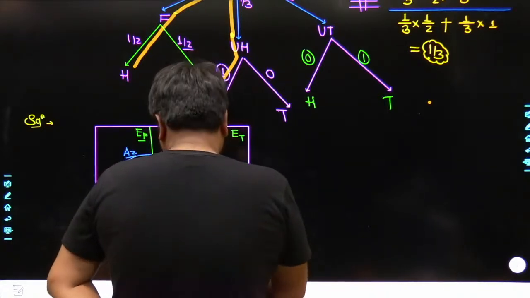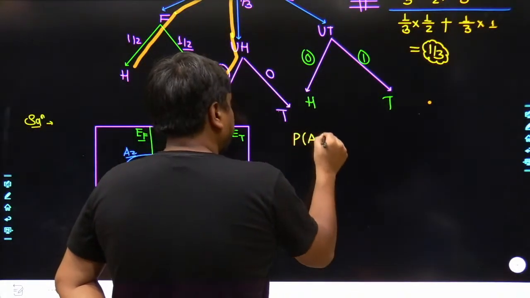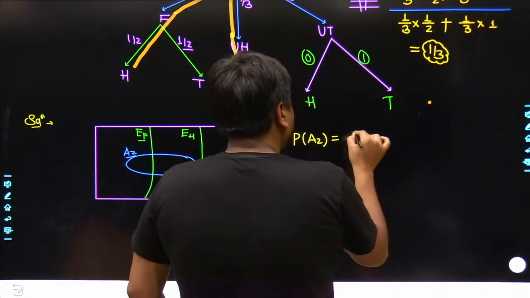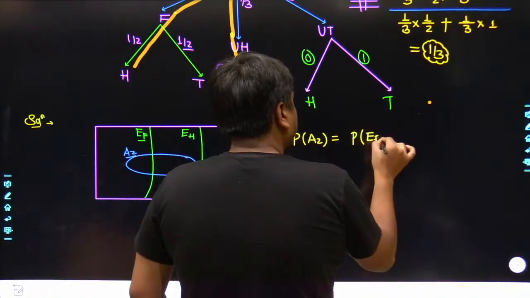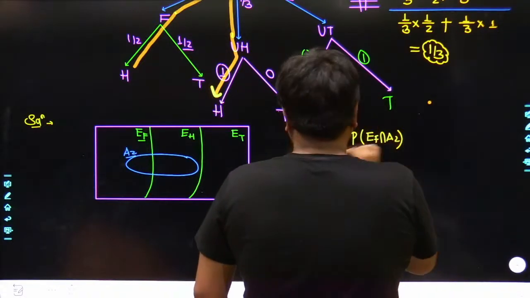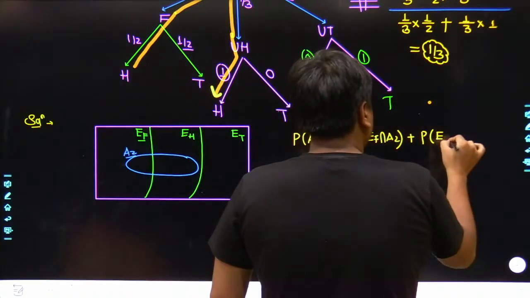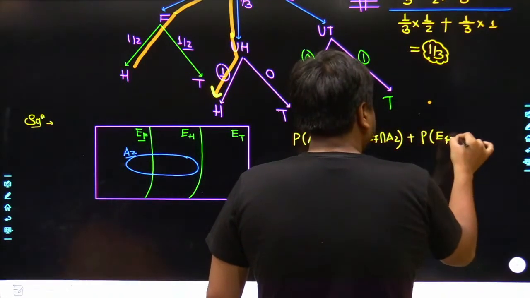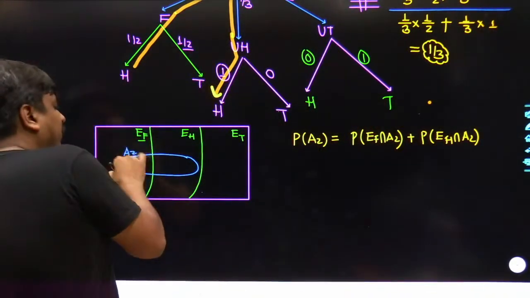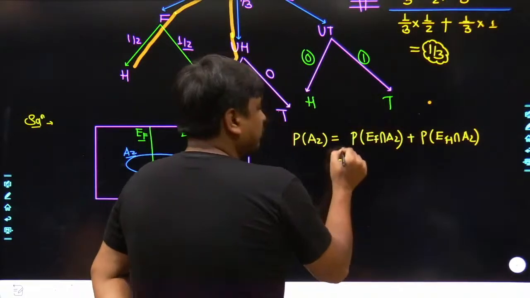Two students were insisting, sir, can we use the Bayes theorem? That is why I am deliberately solving this problem using the Bayes theorem. So here P of A2 would become P of EF intersection A2 plus P of EH intersection A2. Or you can simply say it is the event of getting head in the first as well as the second. You could have written that as A itself. No issue. What would be its worth?